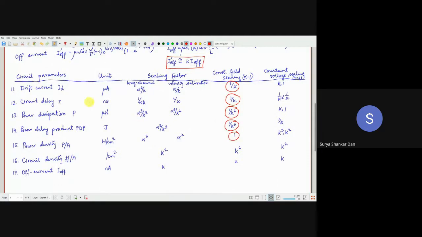What we observe is the power dissipation simply increases because K is greater than 1. So that is not even an option for us. On the other hand, if you are doing constant field scaling, what is the advantage? Alpha is always 1. So irrespective of long channel or velocity saturation regime, it is always going to be 1 upon K square. So if somebody asks you in the interviews, like what are the advantages of scaling?